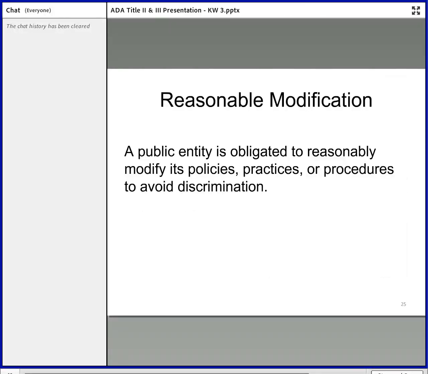So one of their first obligations in a programmatic sense is that they have to provide reasonable modifications. A public entity is obligated to reasonably modify its policies, practices, and procedures to avoid discrimination. For a long time, there was a lot of "no dogs allowed, no animals allowed," and so they had to work through this service animal issue, and lots of modifications to policies came about as a result of that.